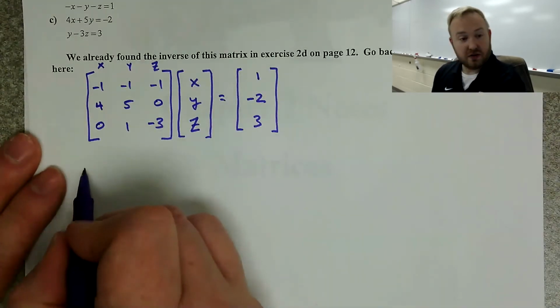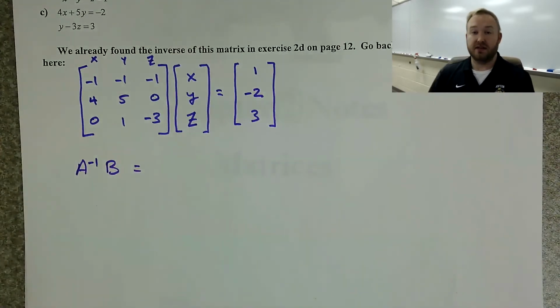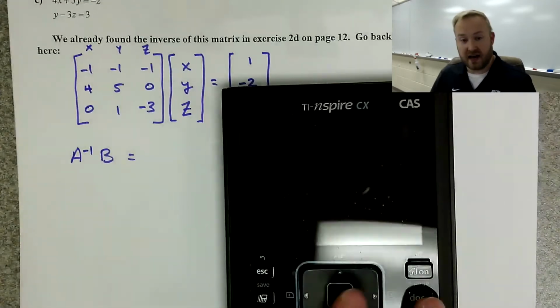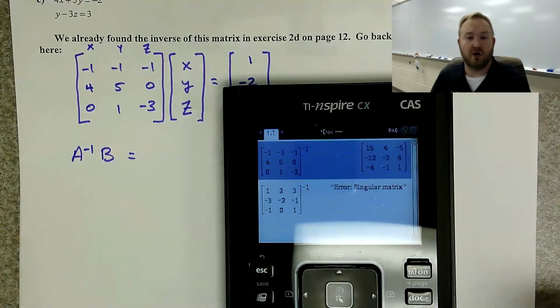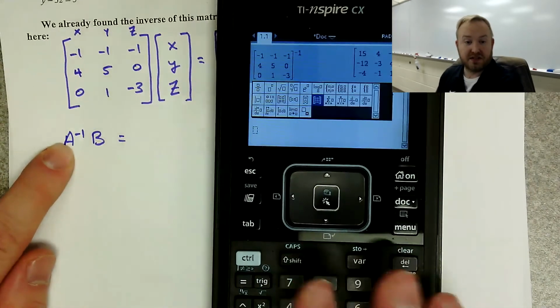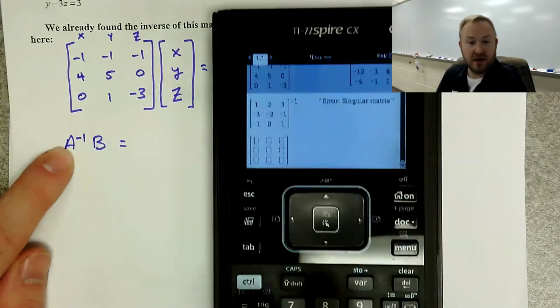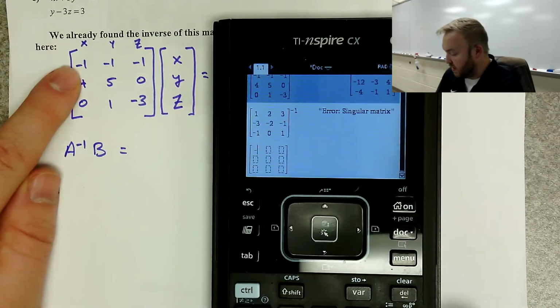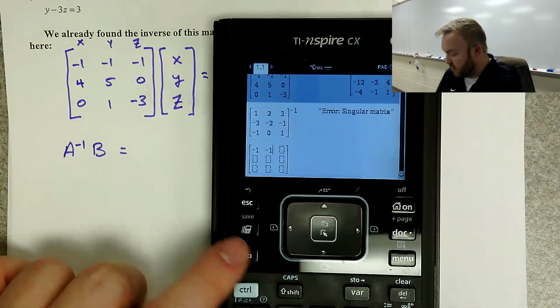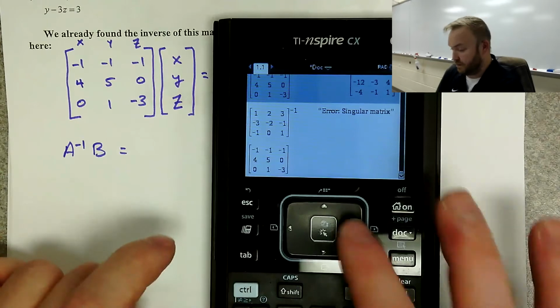We are still going to find A inverse times B. We're doing the same thing, but this time we're going to do it on our graphing calculators. Okay, so I need to enter matrix A. We know how to do that. Hit the button next to the 9, hit the 3 by 3 matrix, tab, tab, enter your 3 by 3 matrix. Here we go. Negative 1, negative 1, negative 1, 4, 5, 0, 0, 1, negative 3.